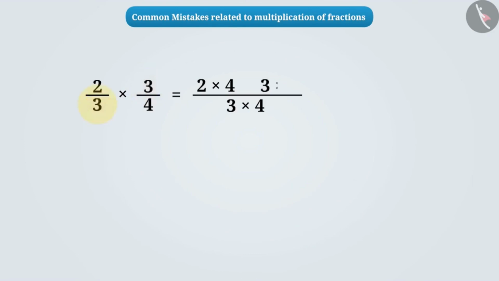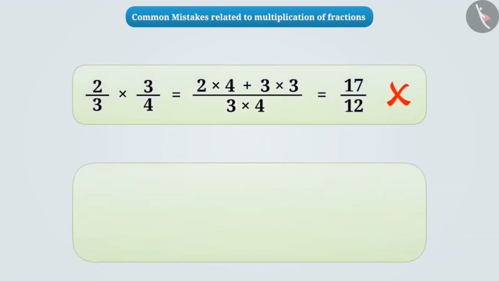Now let us look at some common mistakes made during multiplication of fractions. When children are asked to find the product of any 2 fractions, such as 2 by 3 and 3 by 4, some children multiply the numerator of the first fraction by the denominator of the second fraction, and the numerator of the second fraction by the denominator of the first fraction. Then they add them. This is wrong.